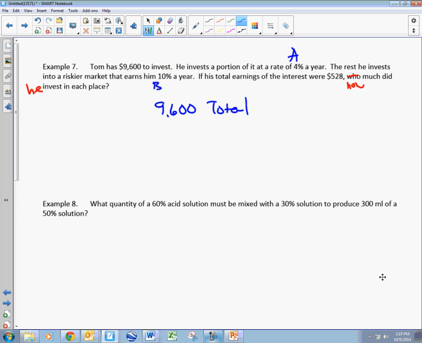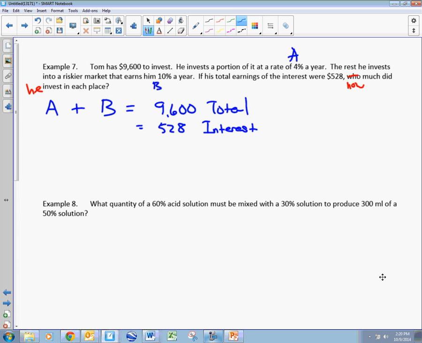So he invested a total of $9,600. He invested a certain amount in A, and a certain amount in B. So if you take the amount he invested in A and add it to the amount he invested in B, you would get a total of $9,600. We also have another piece of information: the amount of interest that he accrued, which was $528.